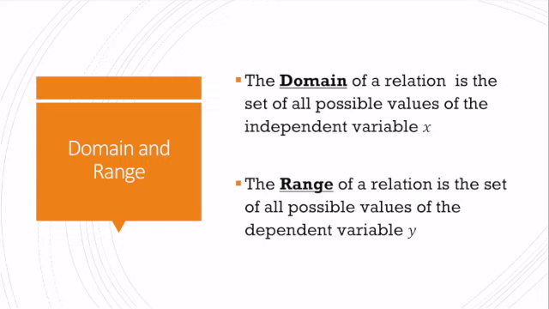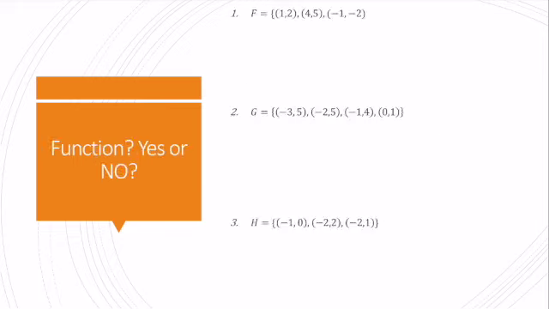So the domain of a relation is all of the x values. The range of a relation is all of the y values. We already knew that. I say it all the time. Domain is our x values. Range is our y values. So let's go ahead and determine if these are functions.